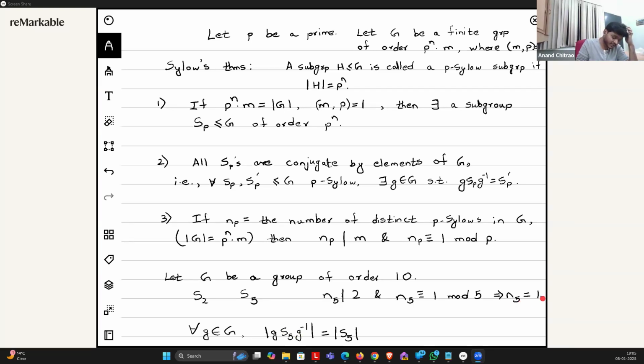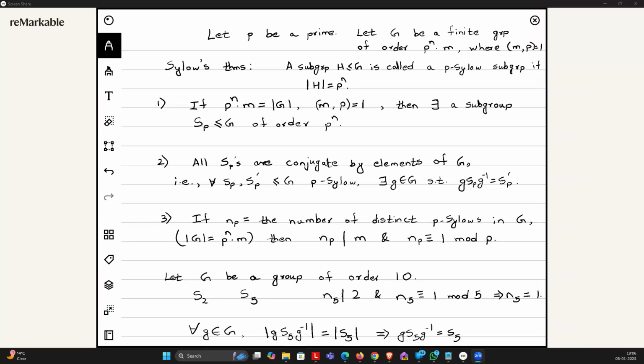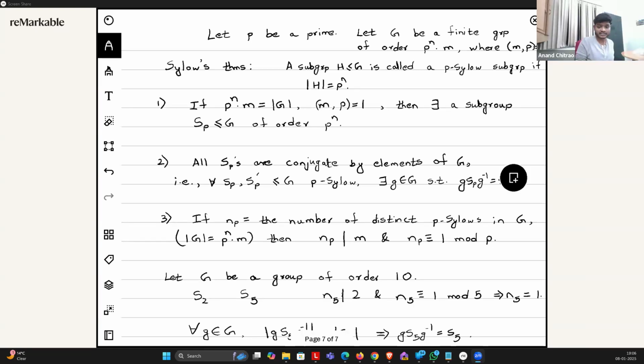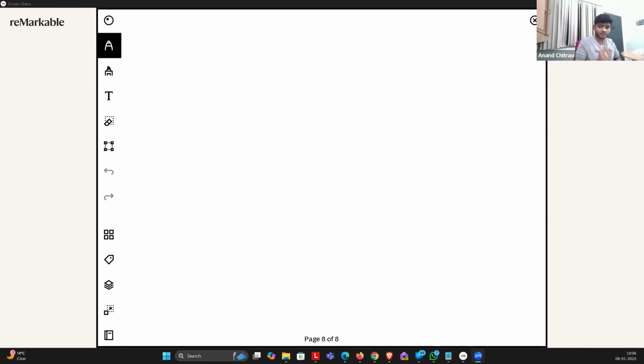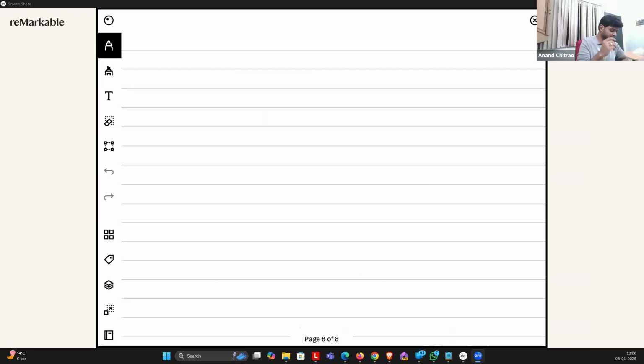But you know that N5 is 1. So G S5 G inverse has to be equal to S5. There's only one 5-Sylow. So G S5 G inverse equals S5, which means that S5 is normal. Okay? So this is one way this is used. Now let's do some quick finishing of the theory, and maybe we can go towards problems.